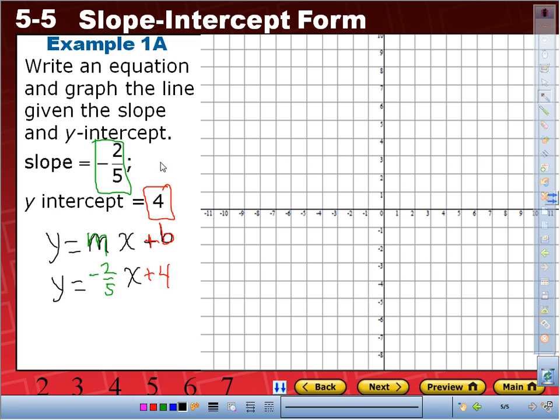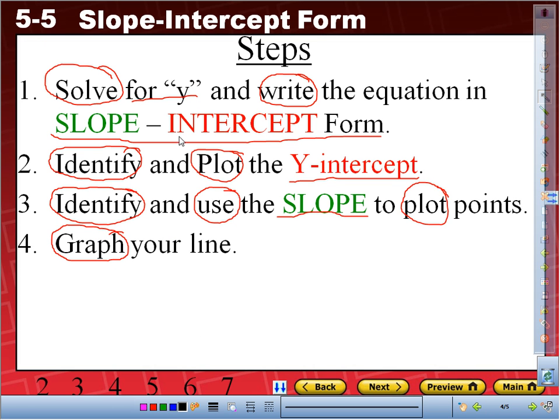All right. So it says, write an equation. Did I write an equation? Yes. Second thing, graph the line given the slope and y-intercept. Let me go back to my steps. Step 1, solve for y, or write a slope-intercept form equation. Did I do that? Yes. Step 2, identify and plot the y-intercept.